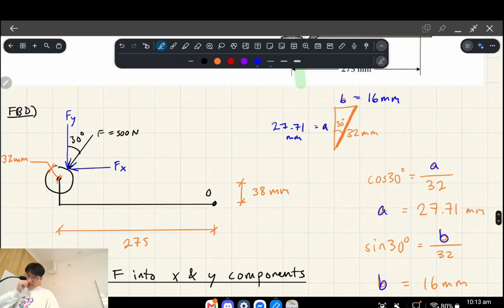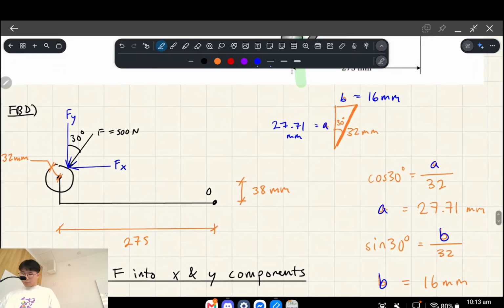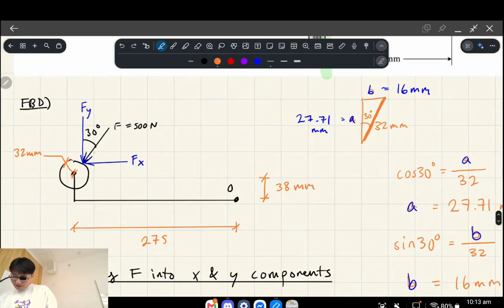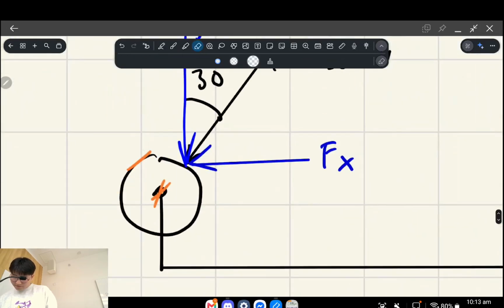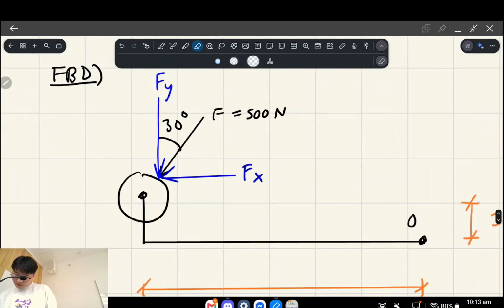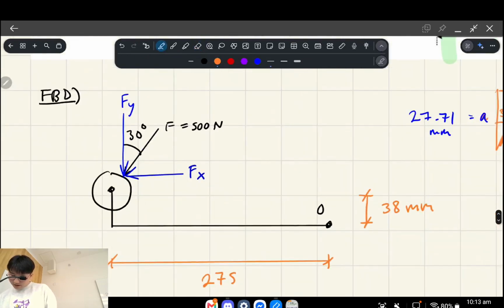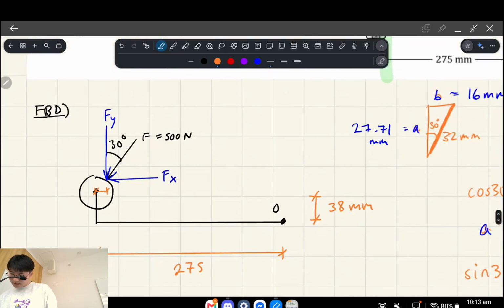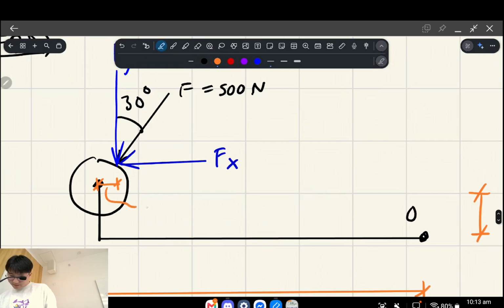So now that we've got this microscopic geometry, we're going to see how it plays into the bigger picture, okay? So I'm going to erase this 32 radius thing because it's actually not important anymore. The horizontal component is how far from the middle of that ball over to where the force starts, and that was 16. So that's equal to B, which is 16.